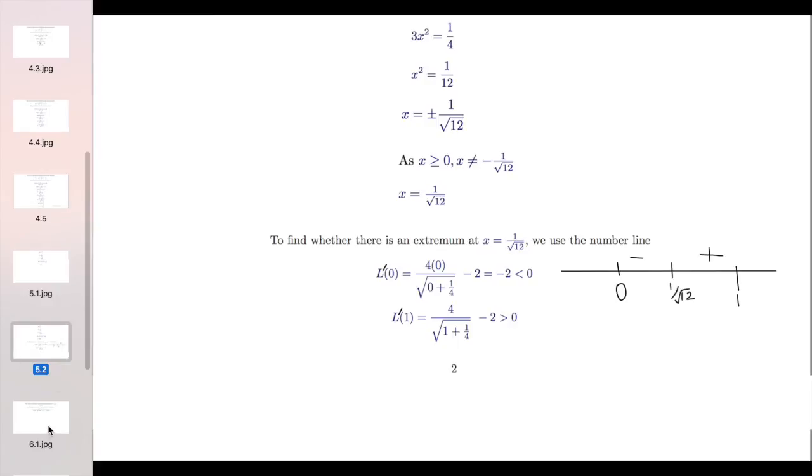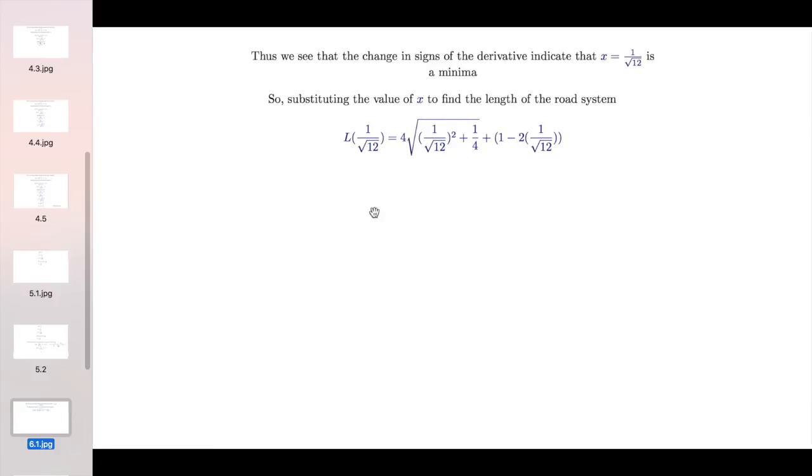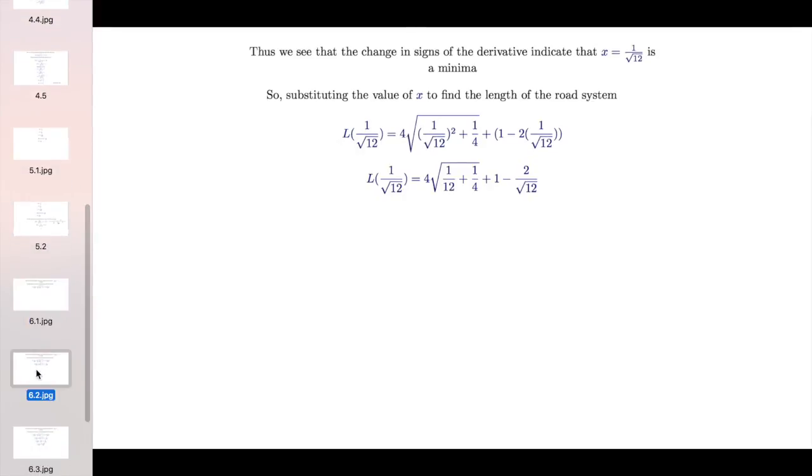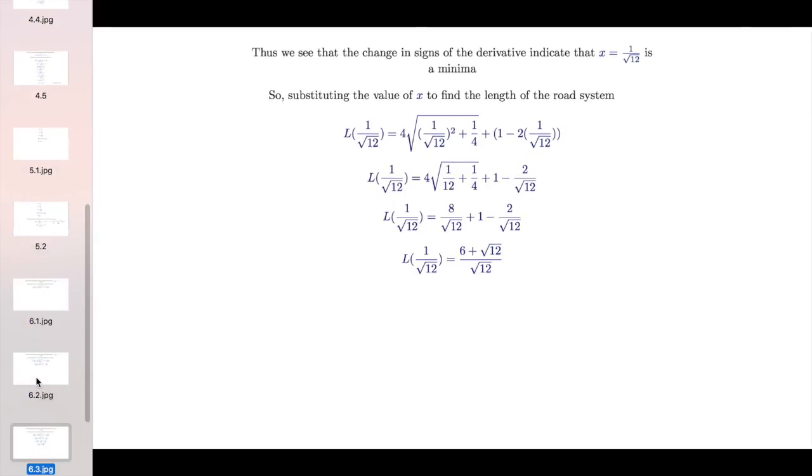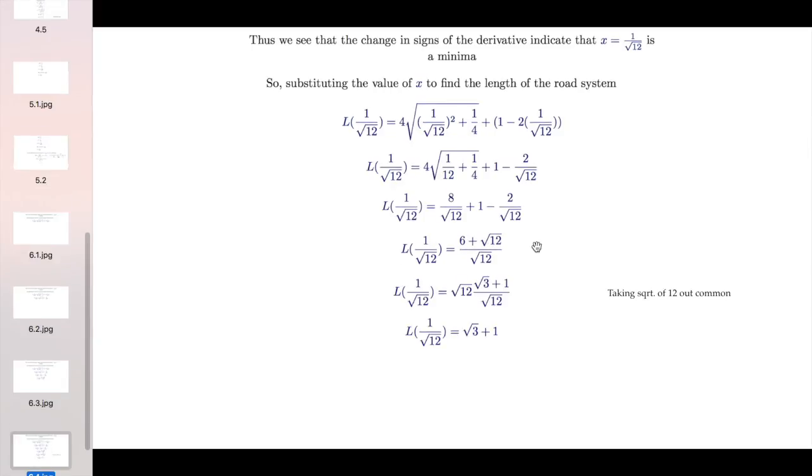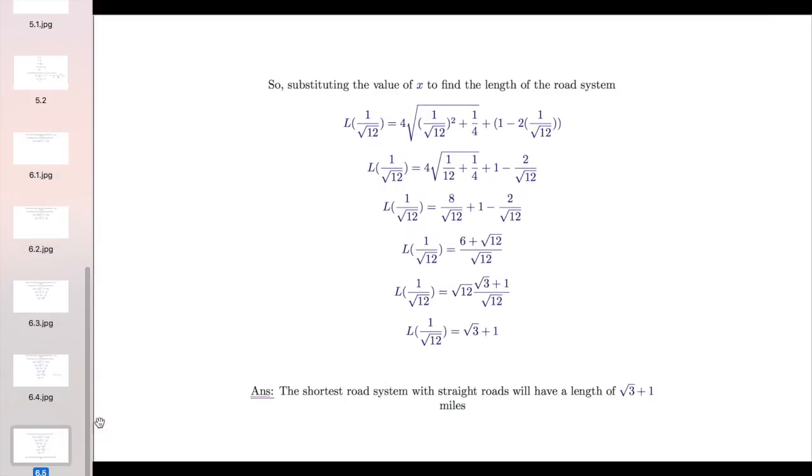So all I have to do now is plug x is equal to 1 upon root 12 back into the function, and now I can compute it. So these are the steps that I would do. And over here, I can pull root 12 out common, which would give me a root of 36. So I pull the root 12 out of that, I get root 3 plus 1 in the numerator, and I can cancel the root 12s out, and I get root 3 plus 1. So writing the final answer statement, we have found that the length of the shortest road system that connects the houses using straight roads would have a length of root 3 plus 1 miles. Thank you.